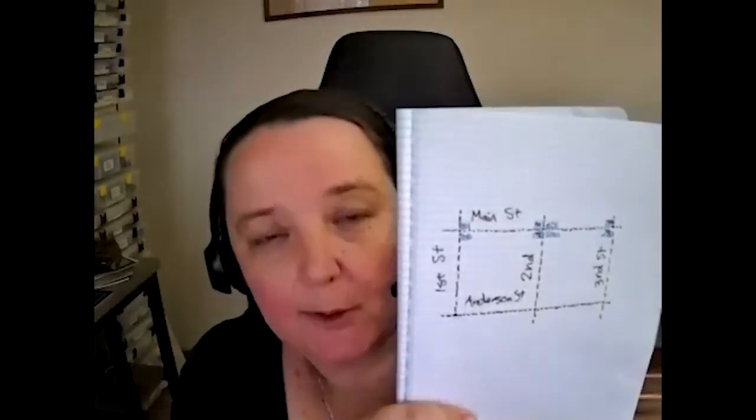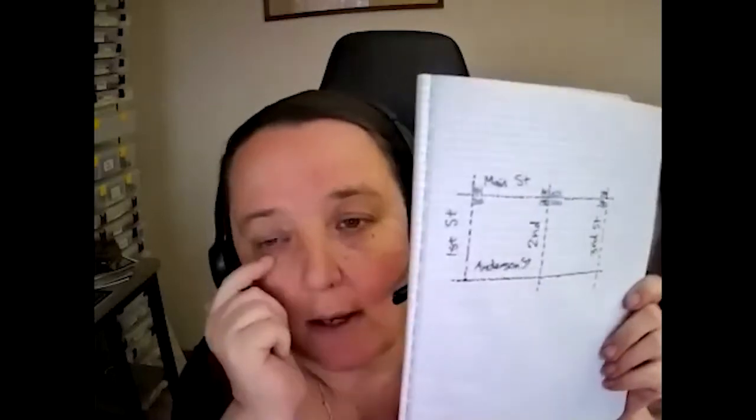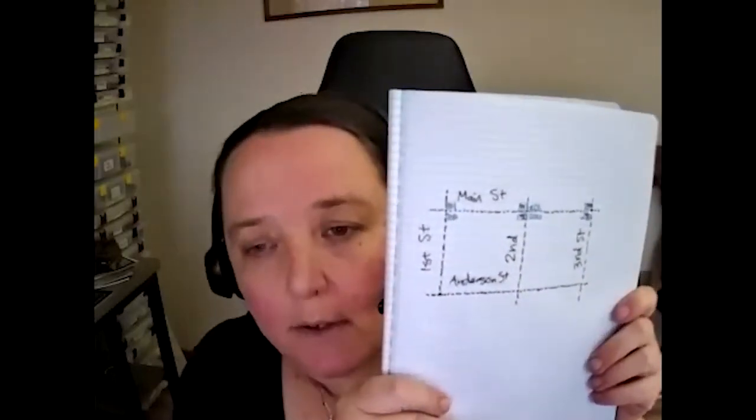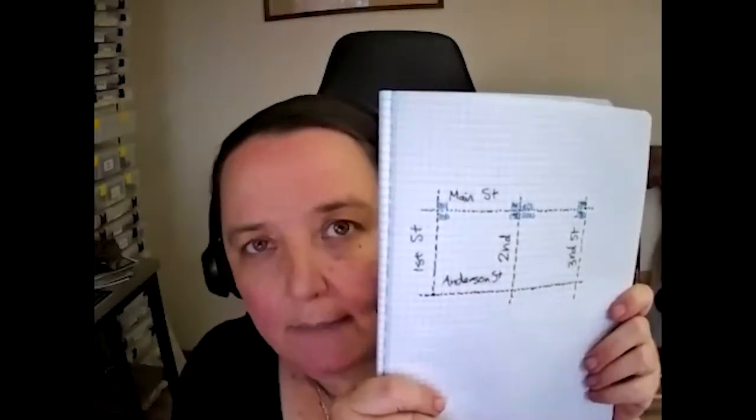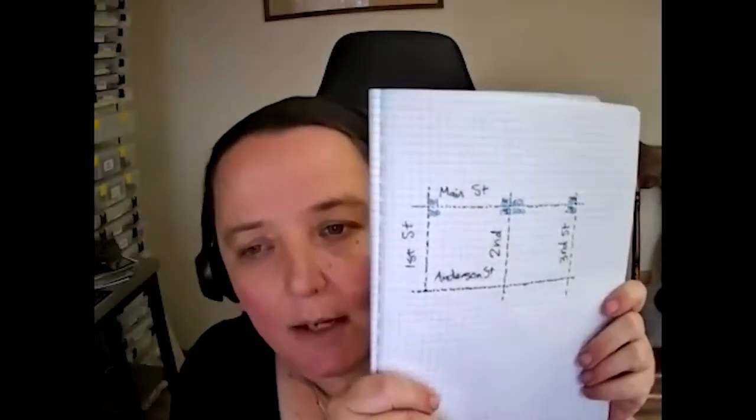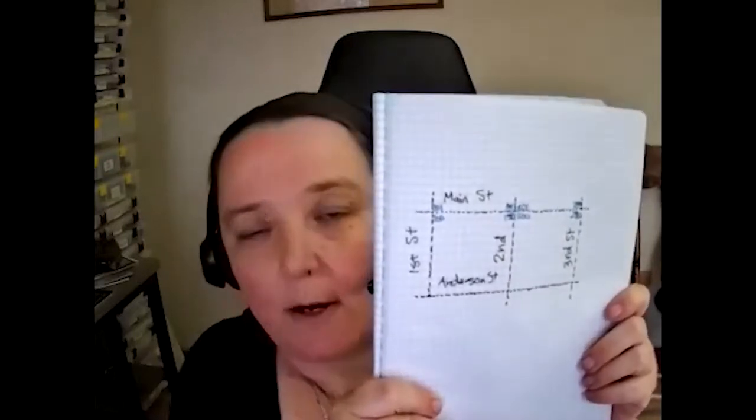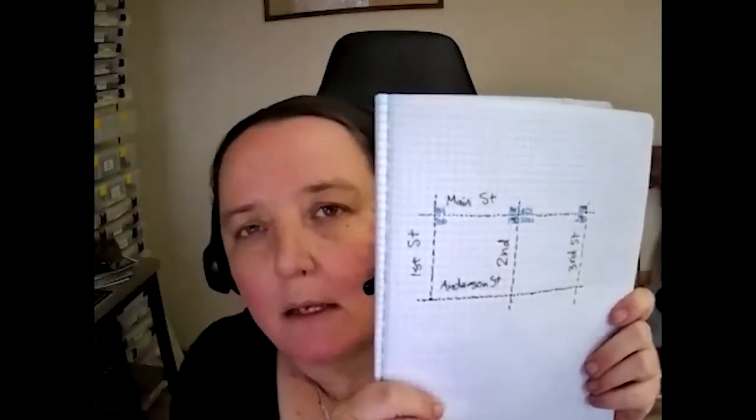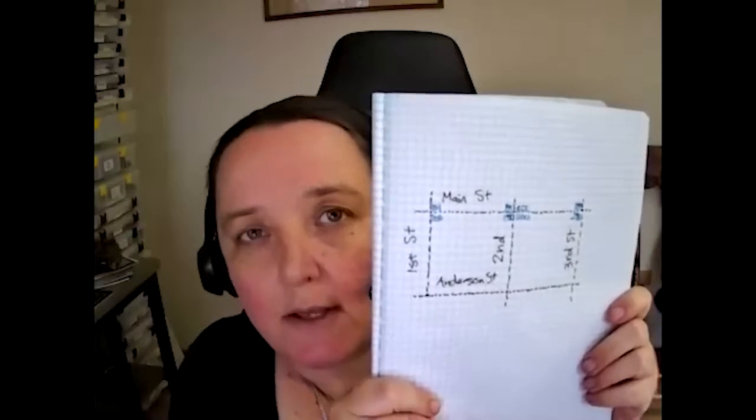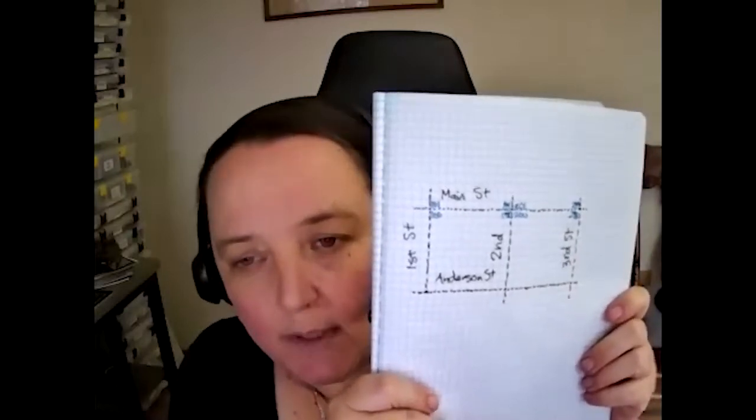In the first block of Main Street, the street addresses run from 100 to 199. And in the second block, it runs from 200 to 299, right? And then the other convention is that there's even on one side of the street and odd on the other side of the street.